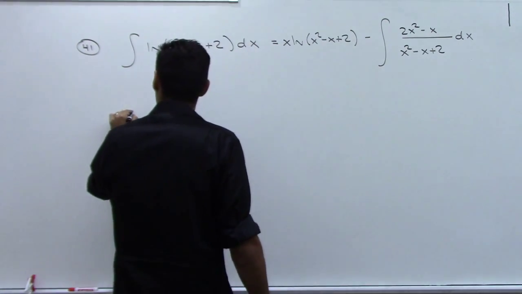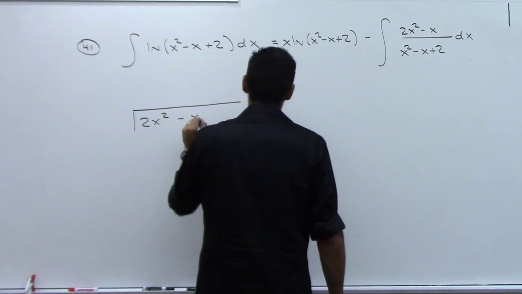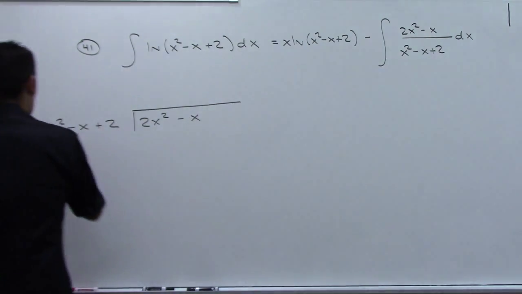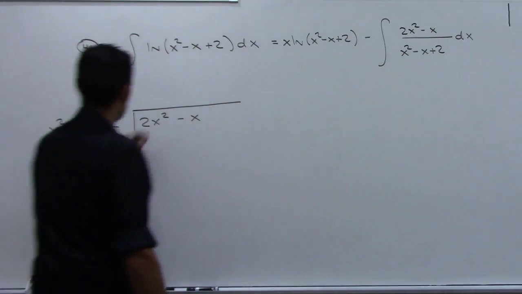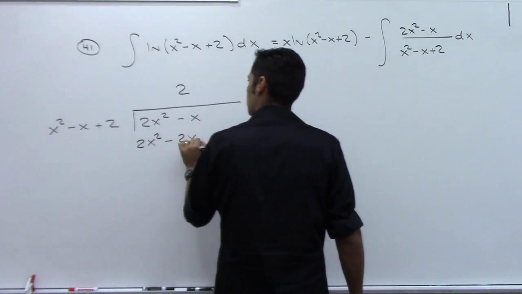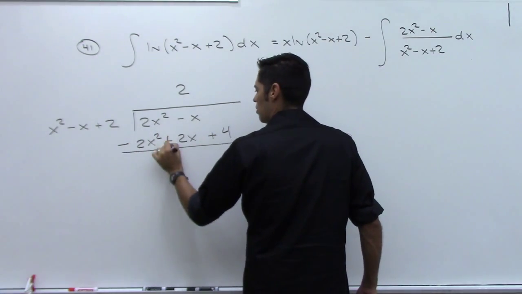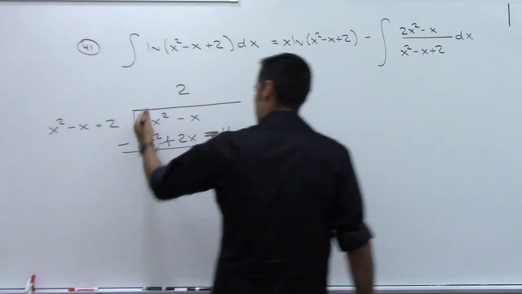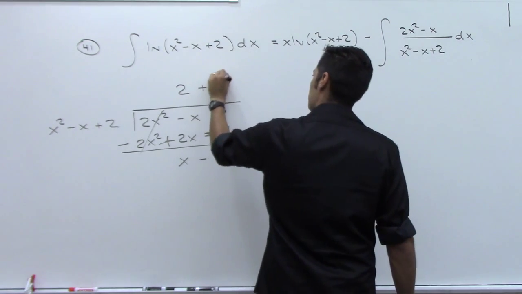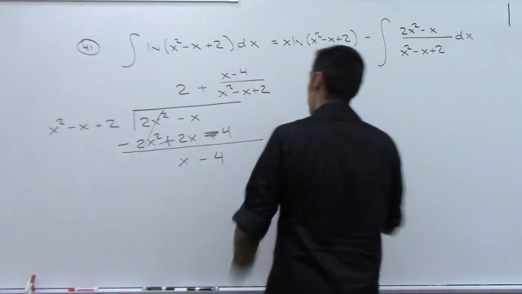All right, let me do long division over there. 2x squared minus x on the outside, x squared minus x plus 2 here. To turn x squared into this, I need to multiply by 2. So 2, and I get 2x squared minus 2x plus 4. And then I come through, I subtract or change the signs, and these go away. I get x, and then I get minus 4. So my remainder is x minus 4 over x squared minus x plus 2.